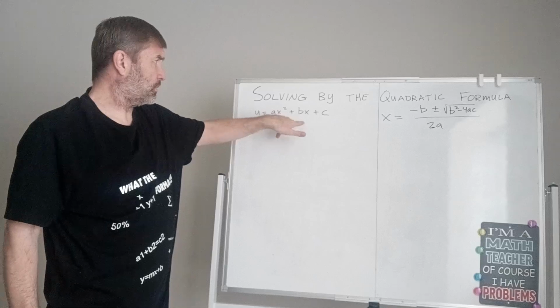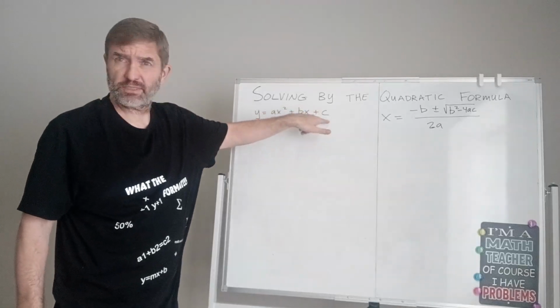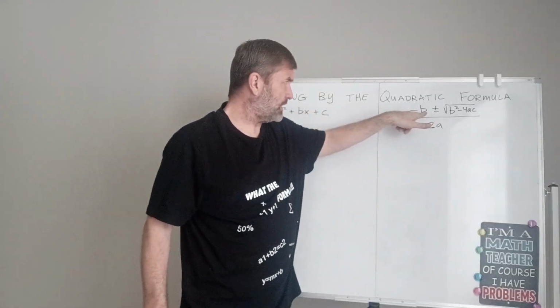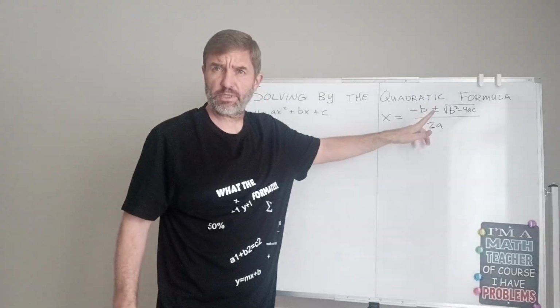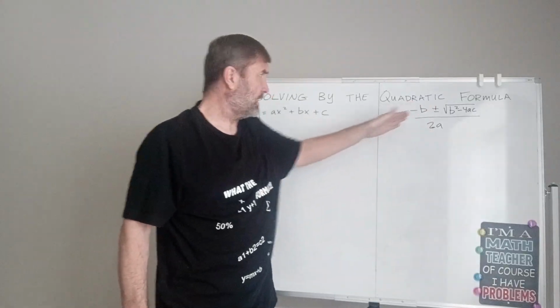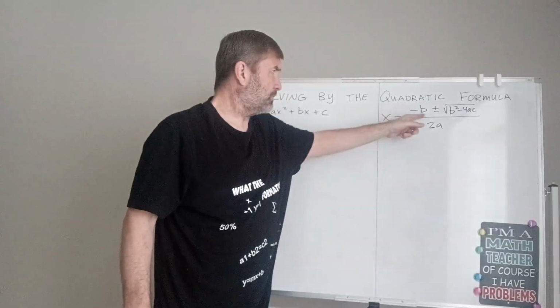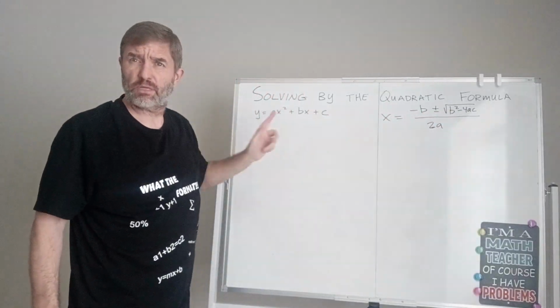So remember, we have this quadratic, ax squared plus bx plus c. The quadratic formula has negative b plus or minus the square root of b squared minus 4ac, all over 2a. Now please be careful. I see a lot of students put x's in here. There are no x's in the quadratic formula. The b, the a, the c, the a, they're the coefficients in front of the x, just numbers.